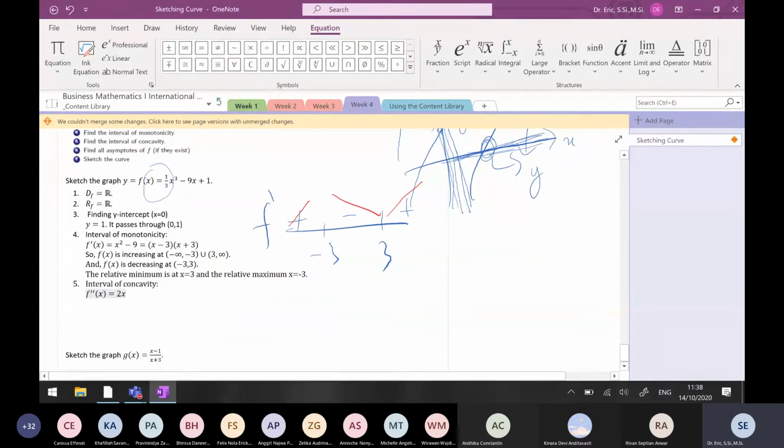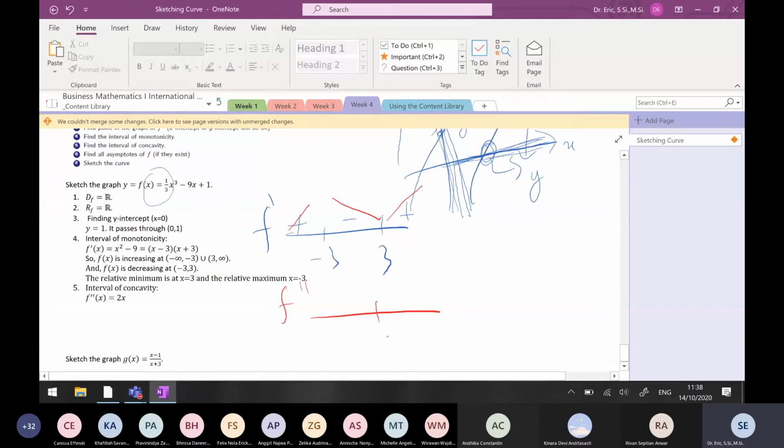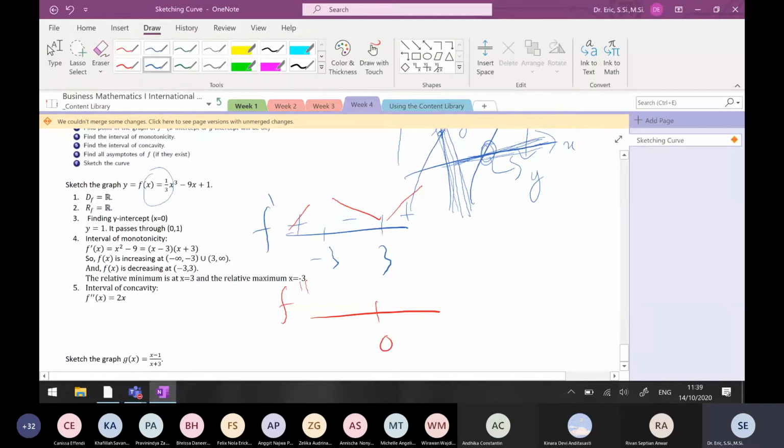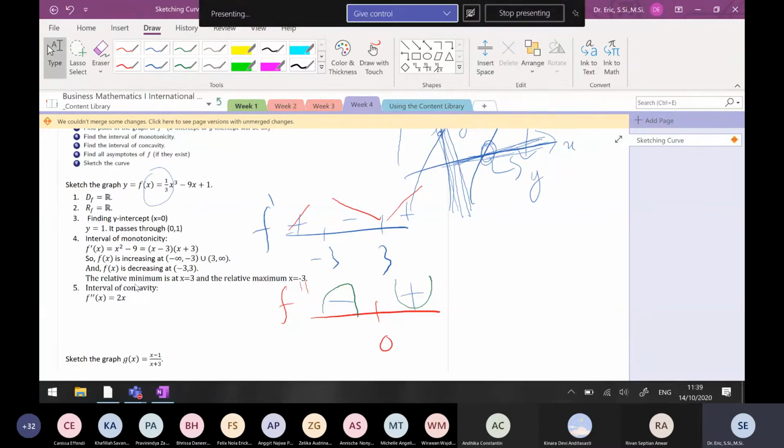And how do you look at this? For f double prime, you have x equals 0. When x is on the right, positive, 2x should be positive. So you have positive here and negative here. What does this mean? This is concave upward. This is concave downward. So I can make the conclusion for the concavity.